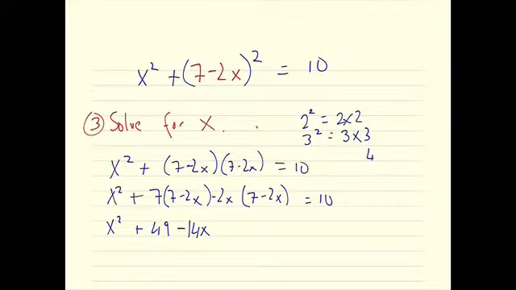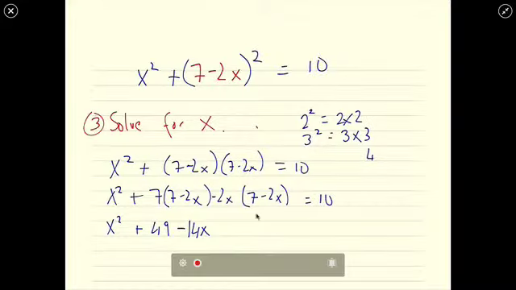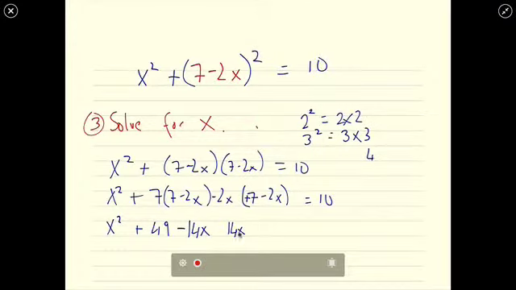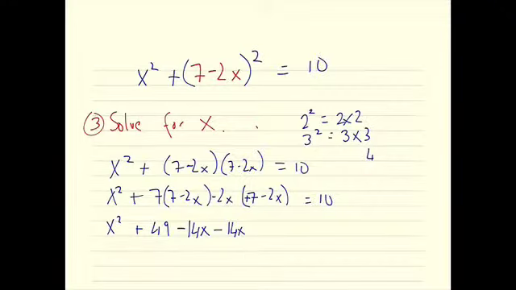14x, is it plus or minus? Okay, well, if there's a plus sign there, so 2x by 7 is 14x. Would you agree with that part? 2x by 7 is 14x, and the two signs are different, so it's a minus. If the two signs are different, it's a minus. If it's the same, they're a plus.